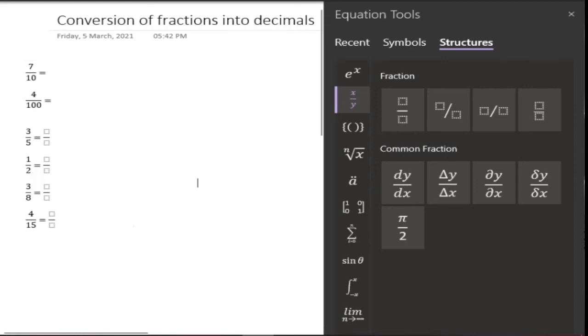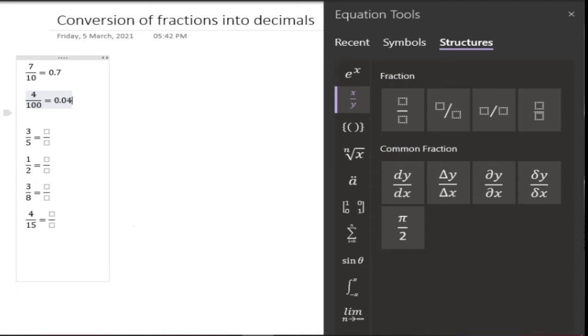Let us recall how to convert fractions into decimals. We know if our fractions have denominators 10, 100, 1000 and so on, then we can easily convert them into decimals. Just like here the decimal version is 0.7, here it is 0.04, and if the fraction is 44 over 1000, then the decimal representation is going to be 0.044.